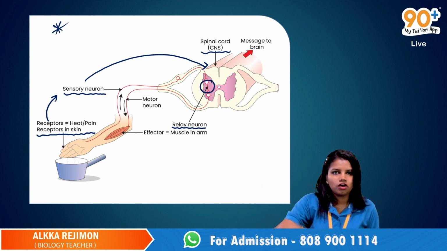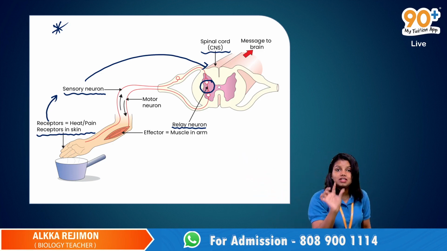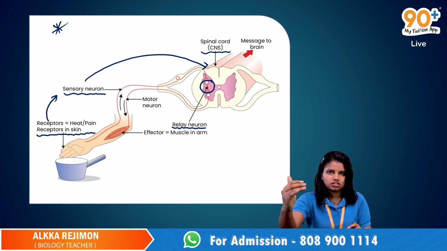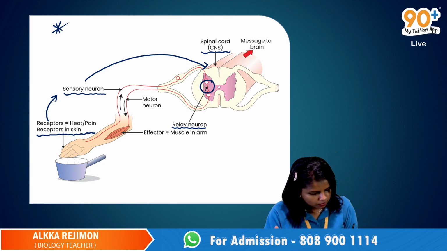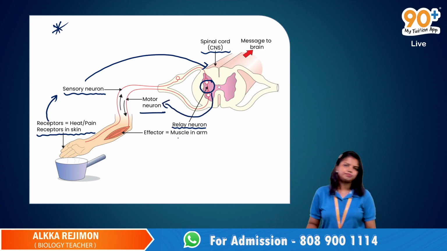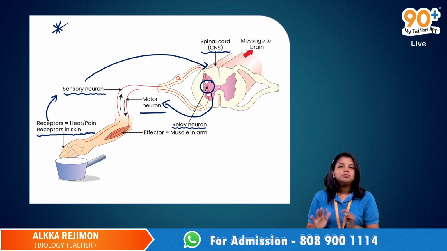Inside the spinal cord, the sensory neuron communicates to the next neuron, that is the relay neuron. The relay neuron is the connecting point between the sensory neuron and the next neuron. From the relay neuron, this information is carried on to our next neuron, that is the motor neuron. So there is the sensory neuron, the relay neuron, and then the motor neuron.